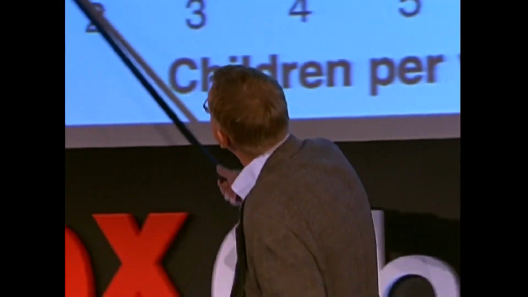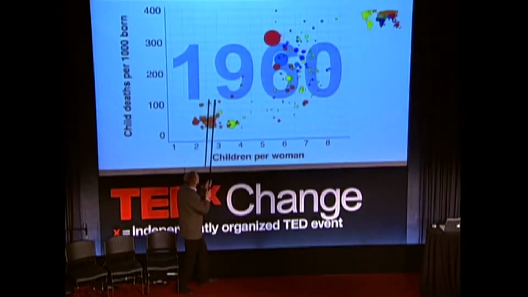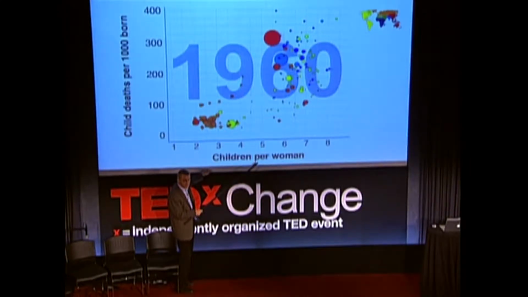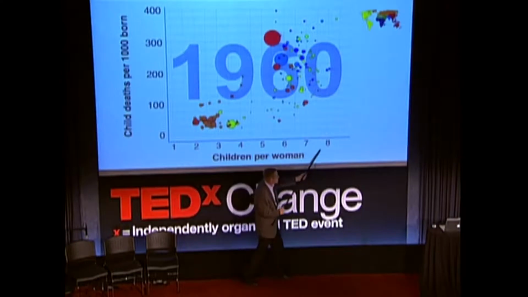Let me now bring you to a wider picture of child mortality. I'm going to show you the relation between child mortality on this axis here, and here I have the family size. The relation between child mortality and family size: 1, 2, 3, 4 children per woman, 6, 7, 8 children per woman.